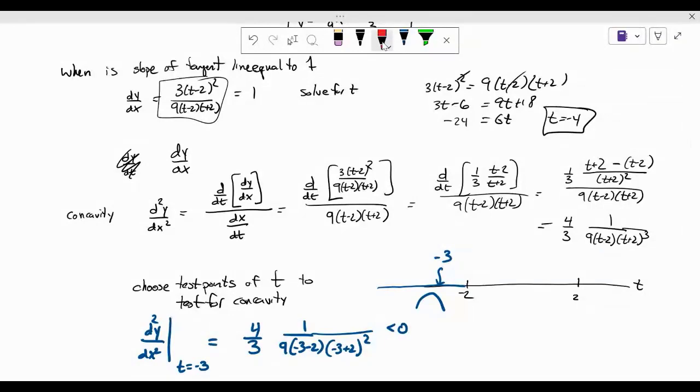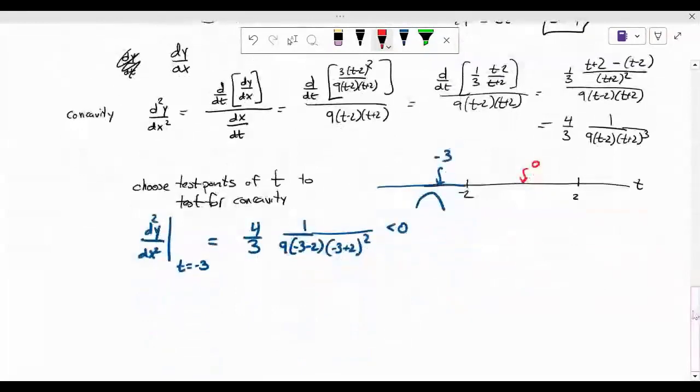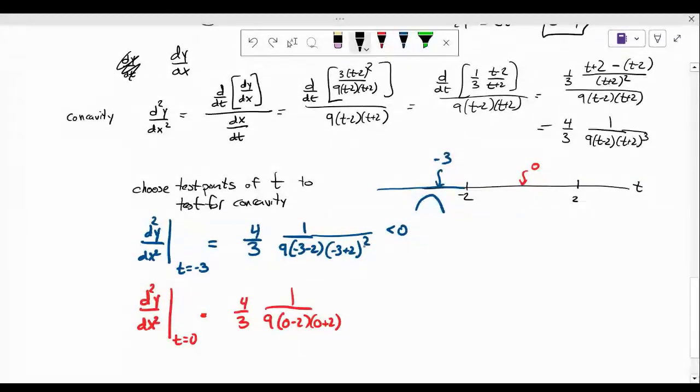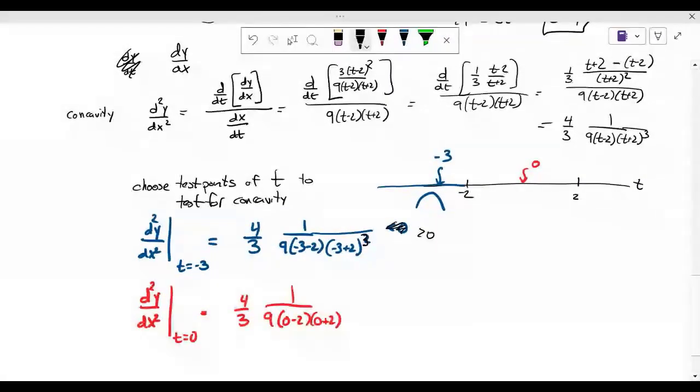Okay. Maybe choose 0 from here. So that would be also negative. Except I messed up, didn't I? Right? I didn't mess up. It's just that this is a cubed, and I for some reason wrote squared. So that's cubed. So that turns out to be positive. Okay. There's a double negative in the denominator, so concave up on that interval. All right. Now this would be negative, if you do your little sign analysis.